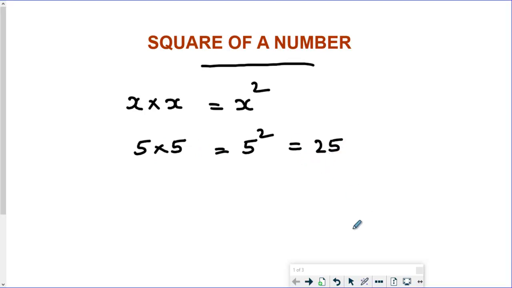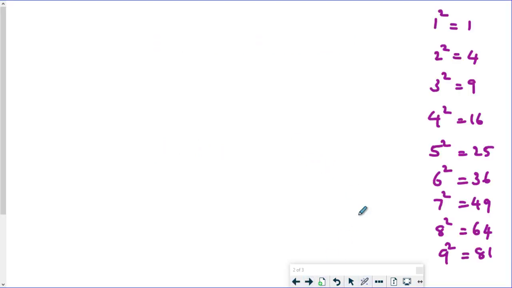Now, if you know the value of the square of the numbers from 1 to 9, we know that 1 square is 1, 2 square is 4, 3 square is 9. If you know these values, then you can calculate the square of any 2-digit number easily. For example, 32 square. We want to calculate what is 32 square.